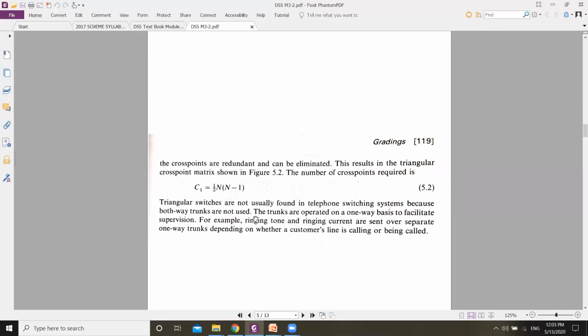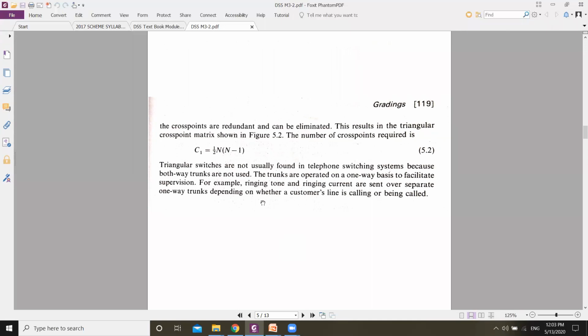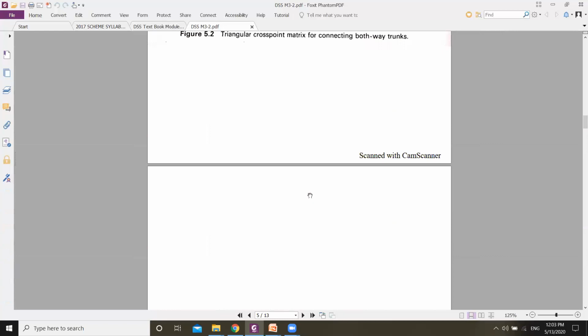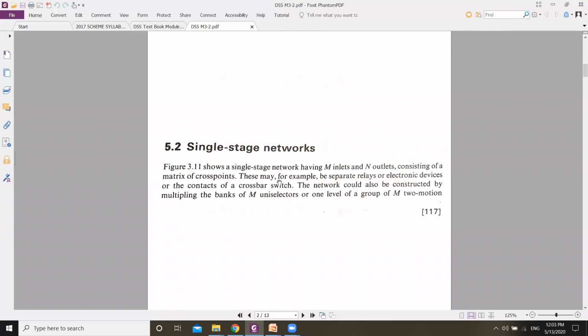Rather, the trunks are operated on a one-way basis to facilitate supervision. This can be used for supervision purposes. For example, ringtone and ringing currents are sent over separate one-way trunks depending on whether the customer's line is calling or being called. Such systems are used for monitoring, meaning sending the ringing tone and ringing current. For sending these, we can use this cross point connection. That is what he's trying to say. So this is all about our first topic after the introduction, that is, the single stage network. Thank you.